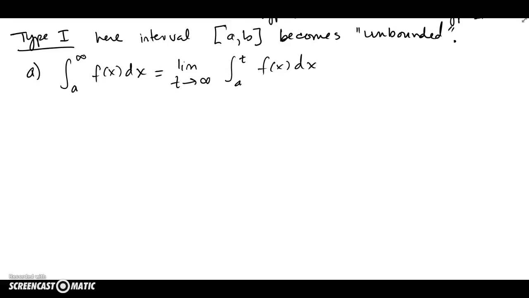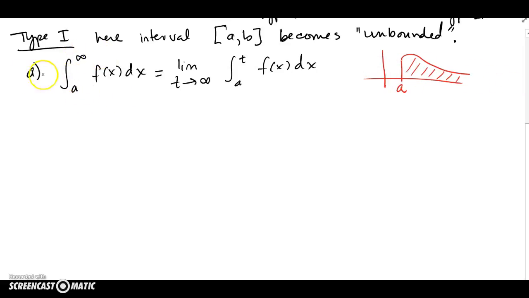Let's go take a look at type 1 and see how it behaves. So for type 1, as we said, the interval a to b becomes unbounded, meaning one of your limits of integration, or possibly both, will end up being infinity or negative infinity. And how we deal with that is, if you were to look at a graph, we're interested in the area under this curve f of x from a all the way through to infinity.